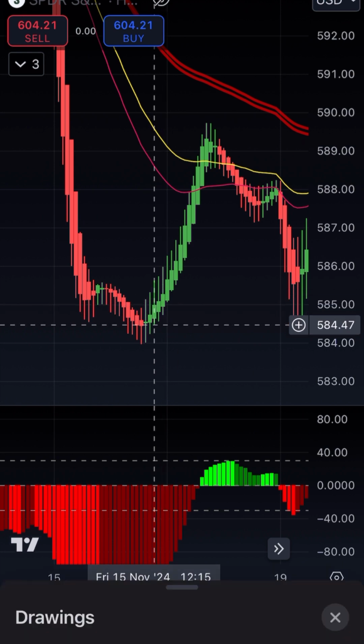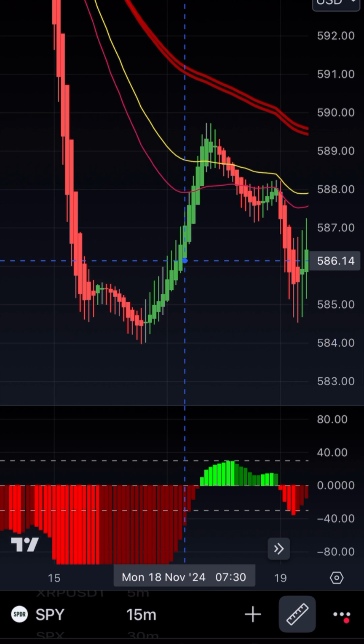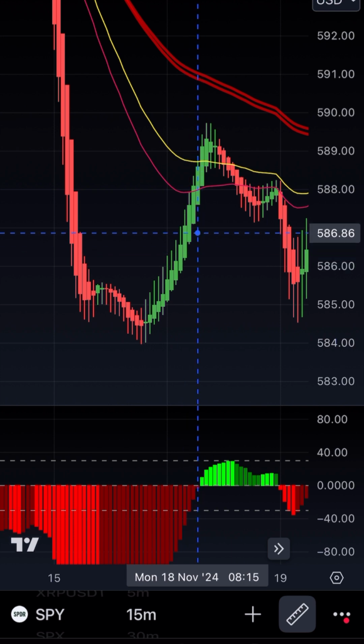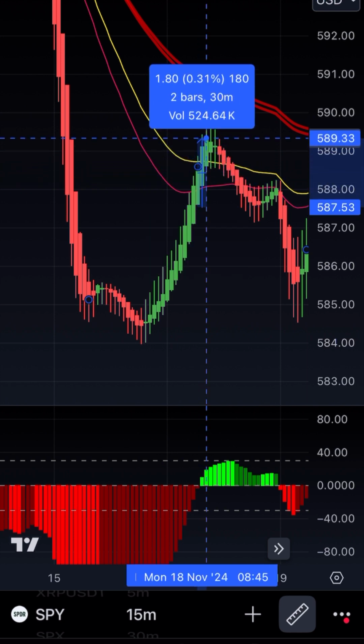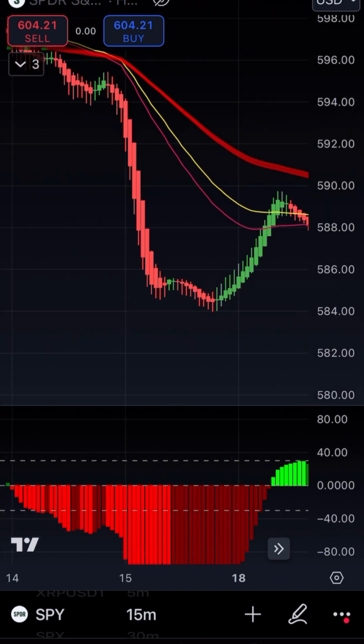You see another brief moment right here, even though it's going down. Right about here, this is very brief, right here on this candle. This is only for a short time. This is very brief, but this is $182 for 45 minutes.